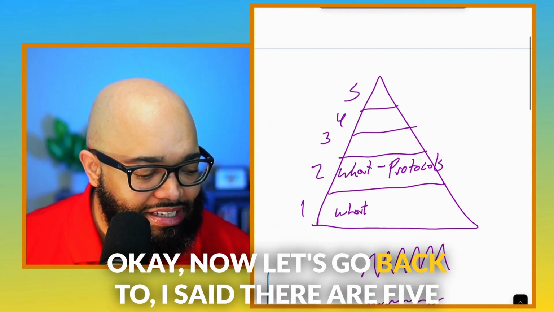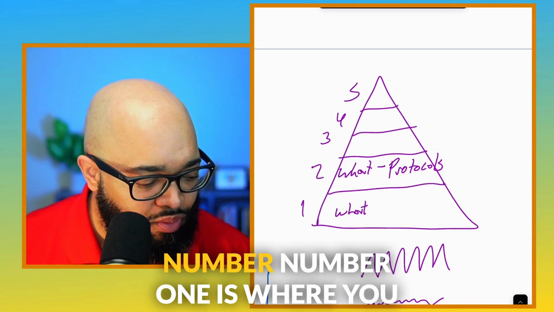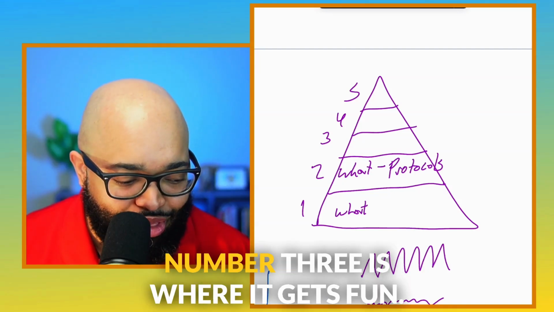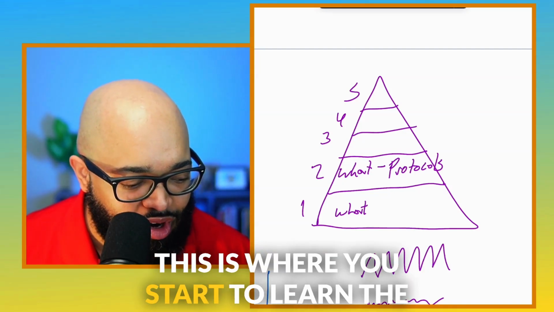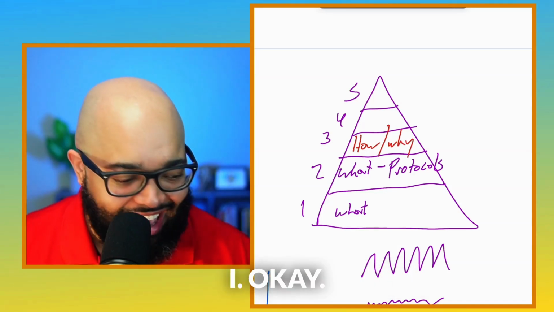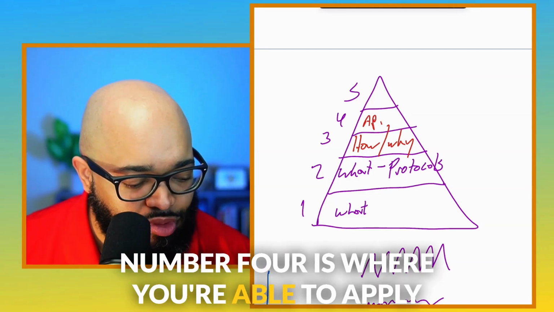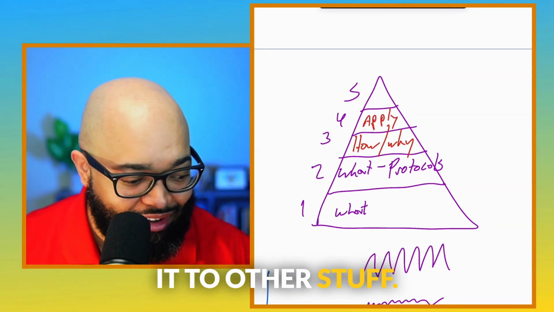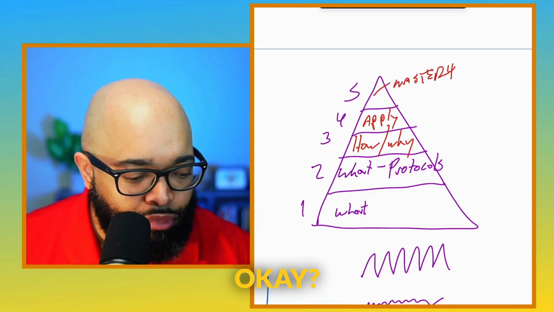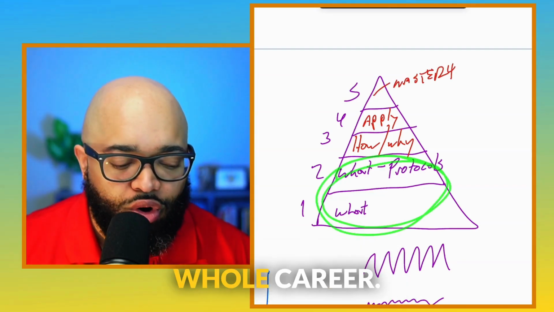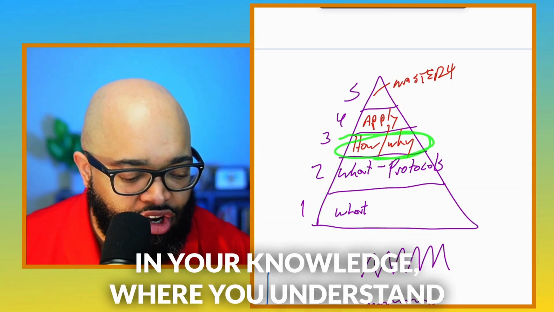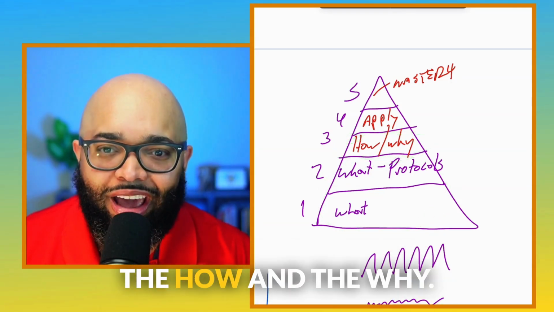Okay, now let's go back to, I said there are 5 levels of learning. Number one is where you know the what. Number 2 is where you know the protocols. Number 3 is where it gets fun. This is where you start to learn the how and the why. Number 4 is where you're able to apply it to other stuff. And then 5 is where you achieve true mastery. Most people stay down here their whole career. You want to at least get to level 3 in your knowledge where you understand the how and the why.